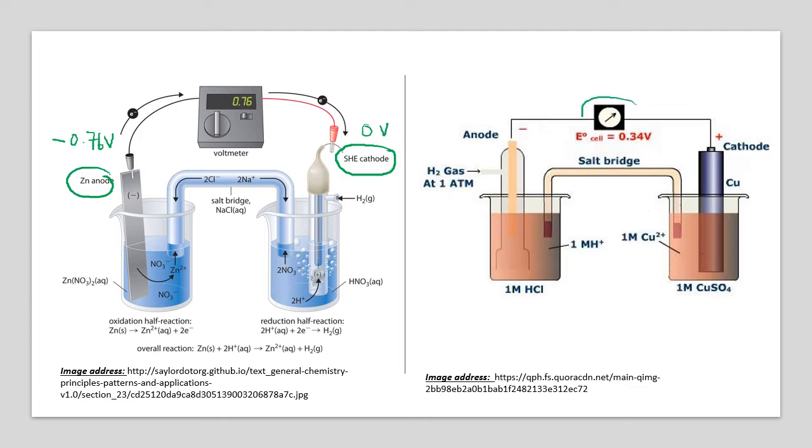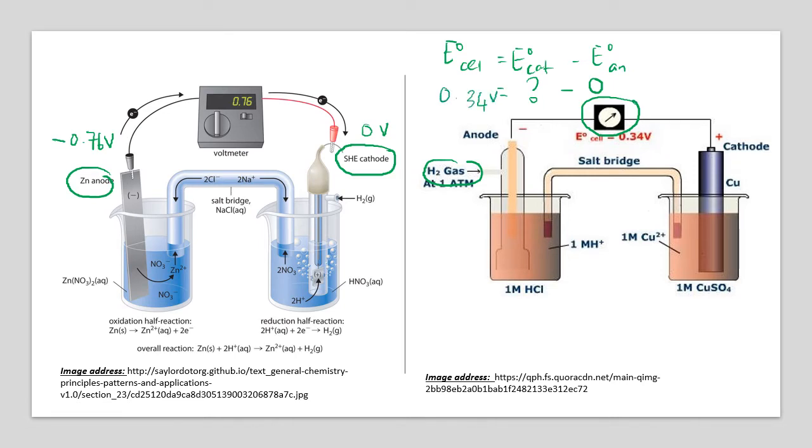Now the E naught cell is showing 0.34. As we said, E naught cell equals E naught cathode minus E naught anode. The cathode in this case is copper, where let's say we have no idea what the value is, and the anode is the SHE, so it is equal to 0. The E naught cell shown in the voltmeter is 0.34 volt.